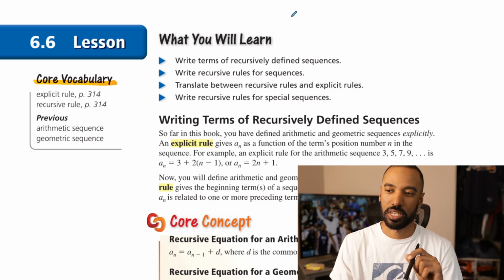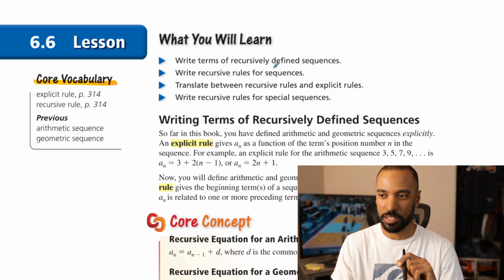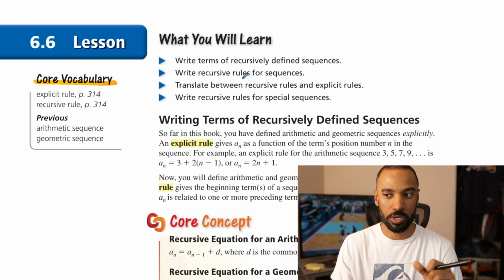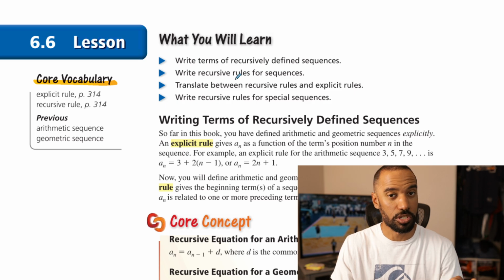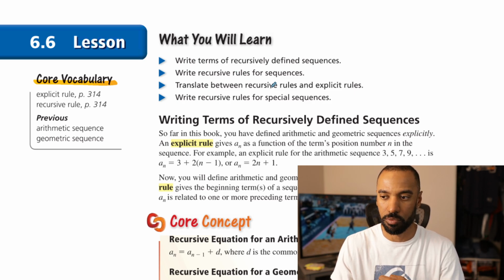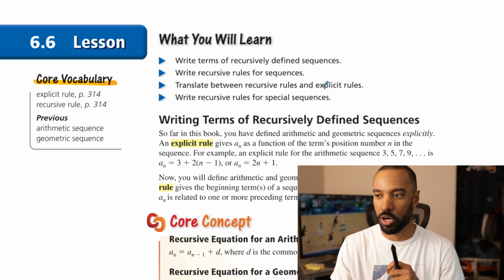We have 4 bullet points to cover: writing terms of recursively defined sequences, so come up with the next ones, maybe something based off the rule, but write the rules as well. What is that? It's called a recursive rule. Instead of before, what I stated was an explicit rule. This is the recursive rule. We're going to translate between recursive and explicit rules.